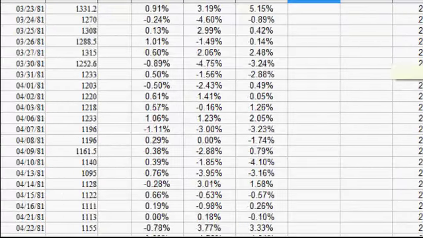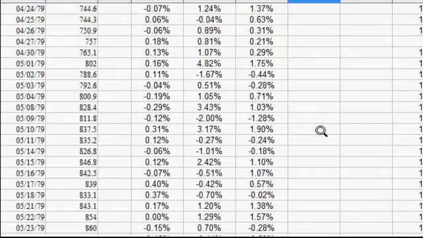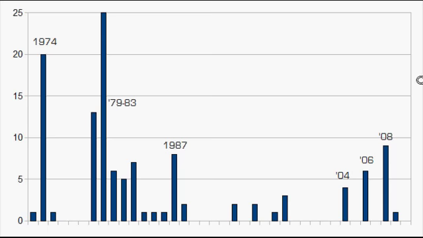And well, what we're going to do is take a look at the chart for how volatile, how many of these 7% days we get per year. And on this chart, 1974, there were 20 days which had a 7% loss or gain.